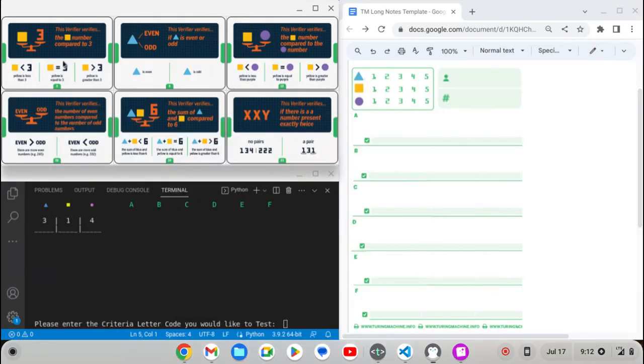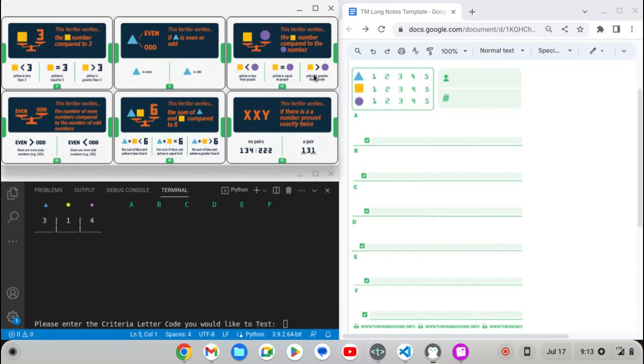So on the grid above, we've got our 6 criteria cards: criteria card A, criteria card B, and criteria card C. In the bottom row, we've got criteria card D, criteria card E, and finally criteria card F. Criteria card A looks at our middle digit, the square digit, and we'll be comparing it to the number 3. So should the value of square be less than 3, equal to 3, or greater than 3? Criteria card B looks at our first digit, the triangle digit, and the Turing machine will let us know whether its value is an even digit or an odd digit.